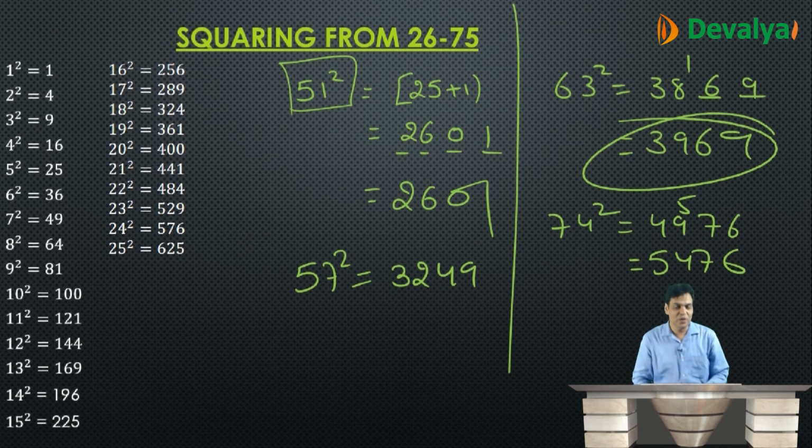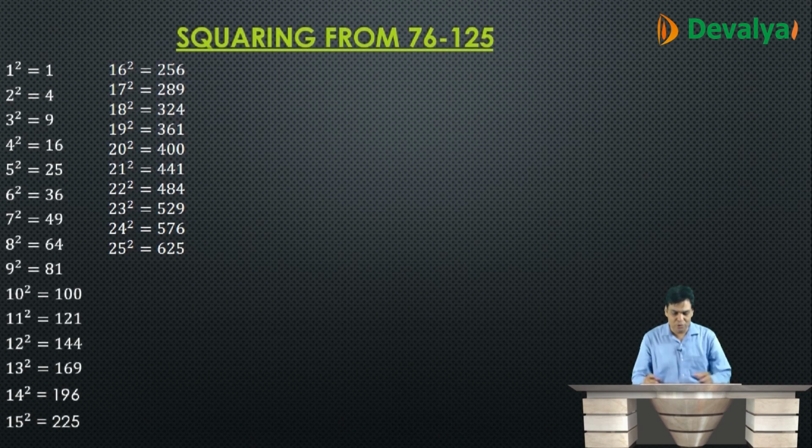Now we are going to learn how to calculate the square from 76 to 125. So let's learn the square from 76 to 125. Will it be difficult? No, it would be easier because here the base would be 100. Since the base would be 100, it would be very simple.